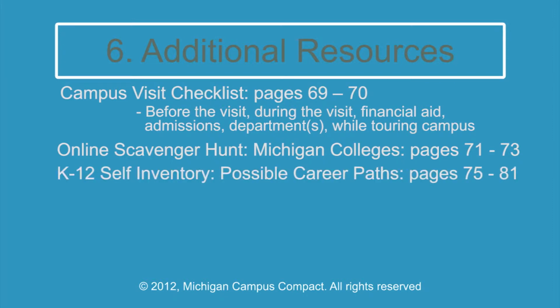K through 12 self-inventory, possible career paths. That's an example of something that's in the manual. It's on pages 75 to 81. It offers different careers that students can look at and really choose from. And again, this is meant to be as informative as possible, but it's not the end-all, be-all, most encompassing thing. So always feel free to introduce other information that will really be relevant to the students.